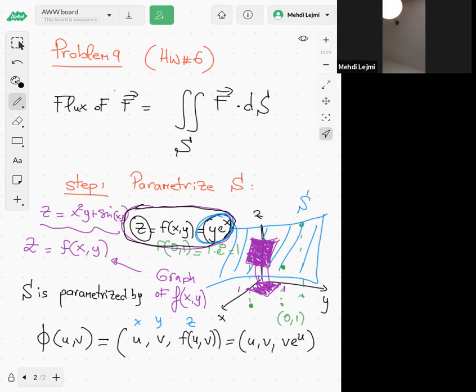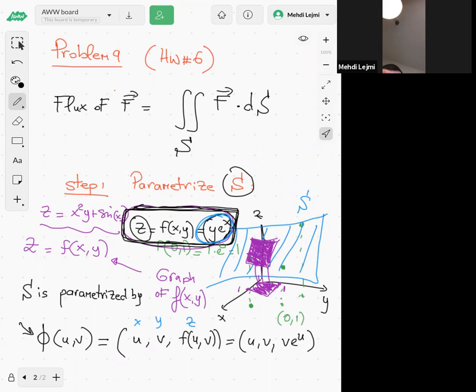So does it make sense to you, Enrique, why this would be the parameterization of my surface? You see, the only condition here, this surface S, is defined by this equation, which is z equal to y e to the x, right? That's the only relation you have between these variables, right?